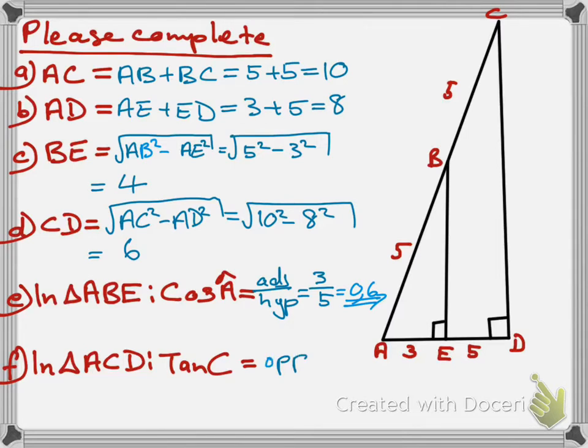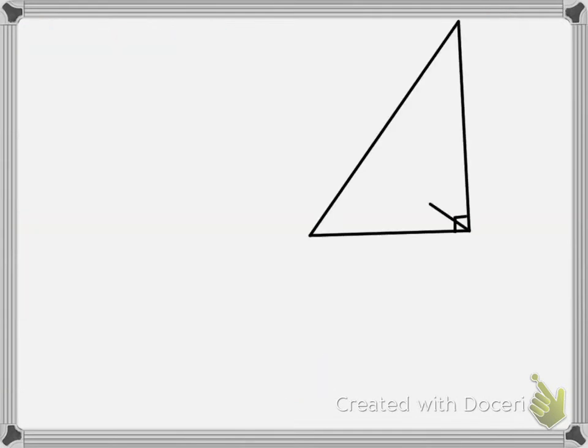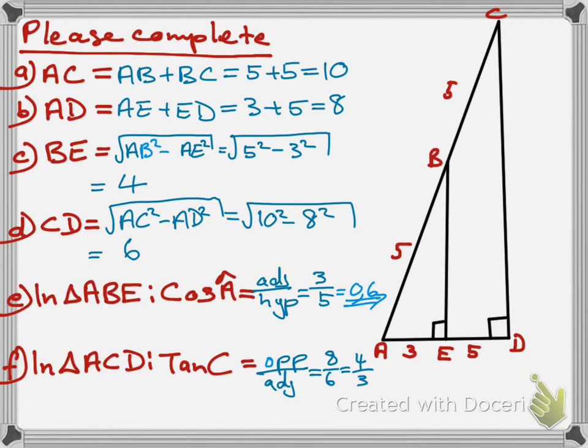And then moving on, tan C will be equals to opposite all over adjacent. So in this case, our opposite in triangle ACD with reference to angle C will be AD, which is 8 units, all over adjacent, which is CD, which we calculated, which is 6 units, which will give us 4 all over 3. I hope you got that one correct.